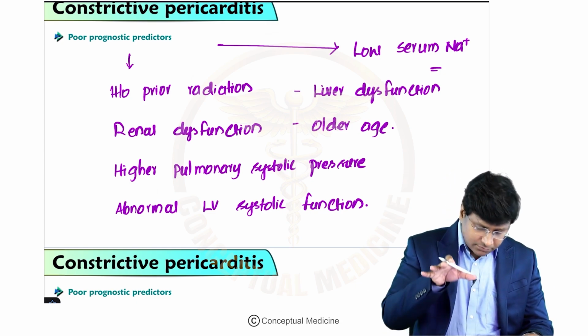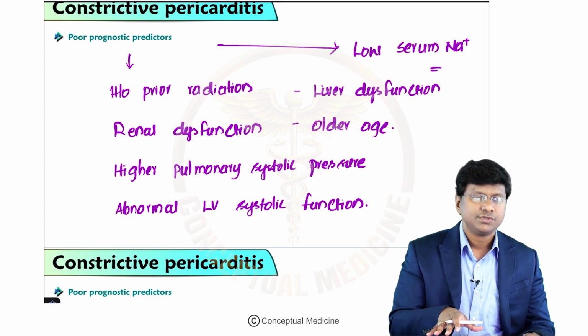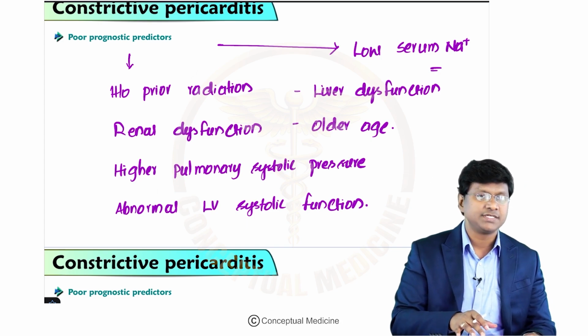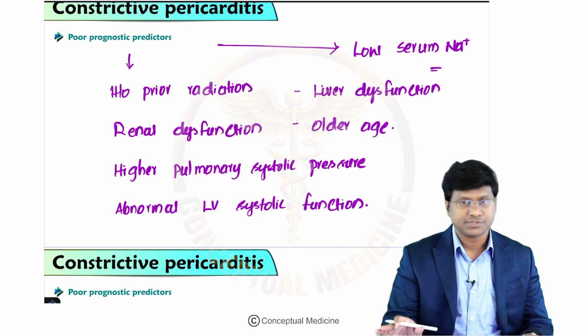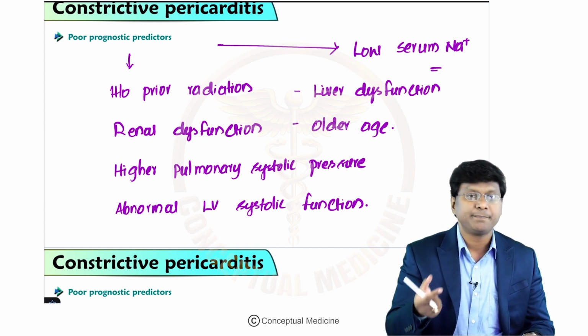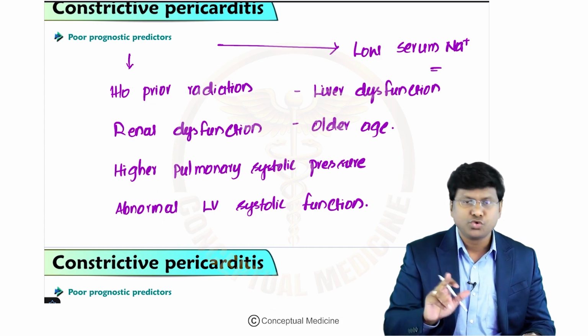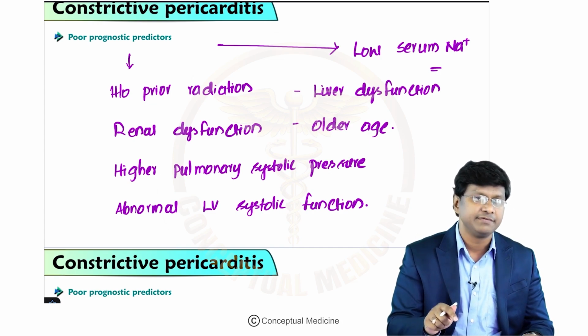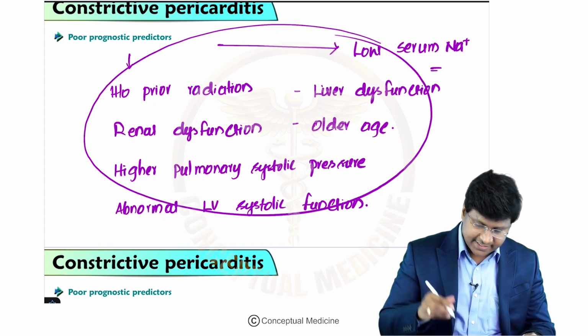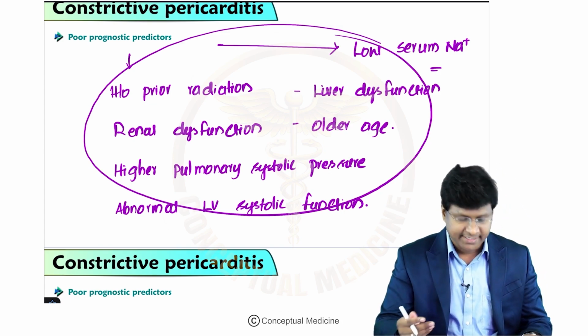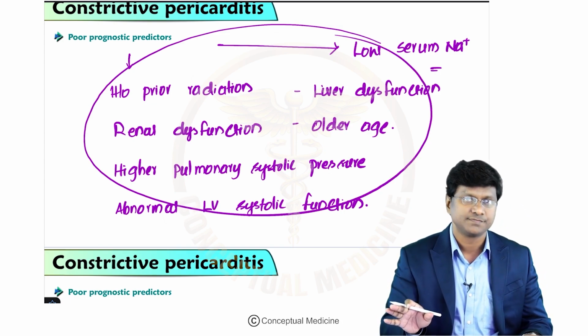So these patients, if they develop constrictive pericarditis, have poor prognosis. And what about the pericardial calcium? Pericardial calcium has no impact on the survival of the individual. But if these factors are there in the individual, that definitely tells that the individual has poor prognosis.